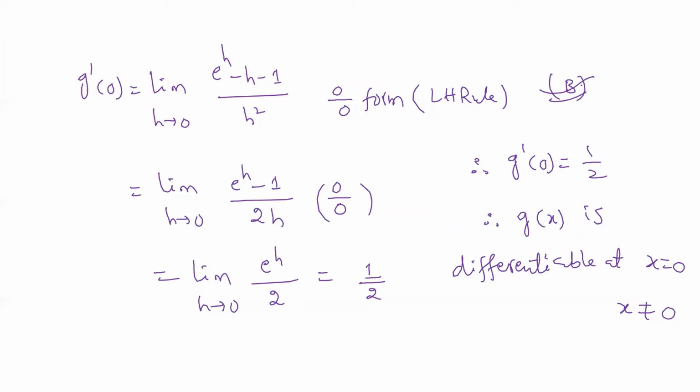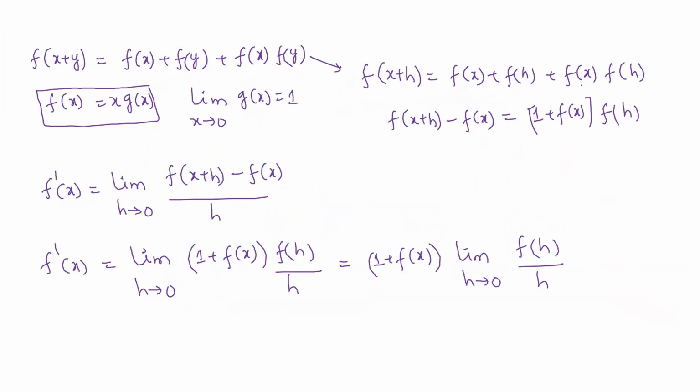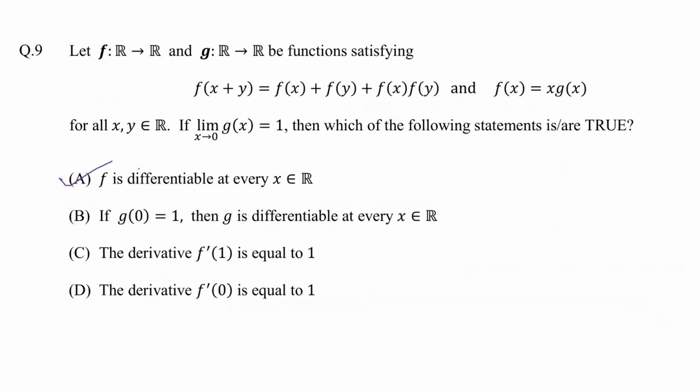So overall, what are the correct answers that we got for this question? That is option A, that is f is differentiable everywhere. And we got option B, if g of 0 equal to 1, then g is going to be differentiable everywhere. And we got option D, f dash of 0 is going to be equal to 1, and option C is going to be none. Okay, so the answer for this question is going to be A, B, D.